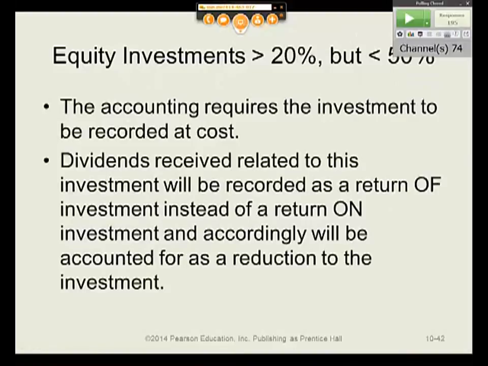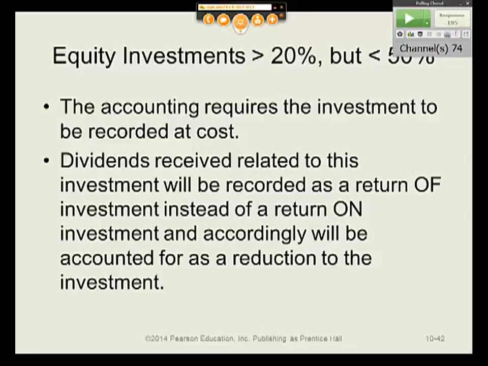Now, 2 or 3 things are going to make this very difficult, and I'm going to summarize this now. There are 2 key issues with the equity method. Dividends are not income. Dividends are not recorded as income. If you look at the second bullet, dividends reduce the investment account.